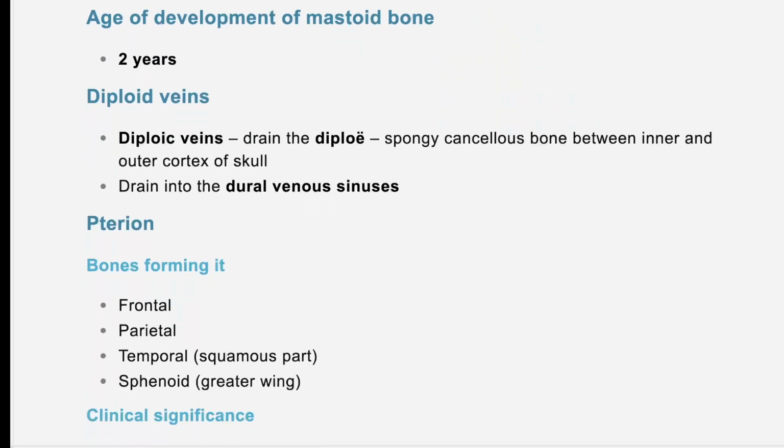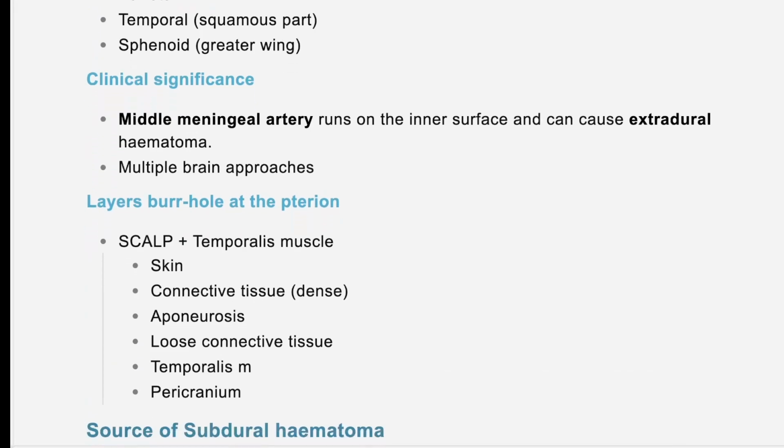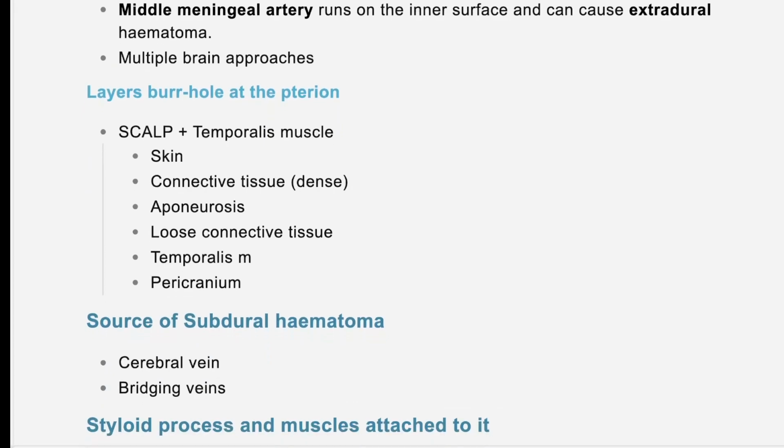Clinical significance, it represents an approach to access the circle of Willis, and also on the inner side of the pterion, the middle meningeal artery passes, and it's responsible for the epidural or extradural hematoma. Layers of the burr hole at the pterion, we said this multiple times, that would be skin, subcutaneous tissue, and then you have the aponeurosis, the temporal fascia, temporalis muscle, and the pericranium at the end. The source of subdural hematoma, these are cerebral veins and the bridging veins as well. Styloid process and muscles attached to it, that would be styloglossus, stylopharyngeus, and the stylohyoid muscle.